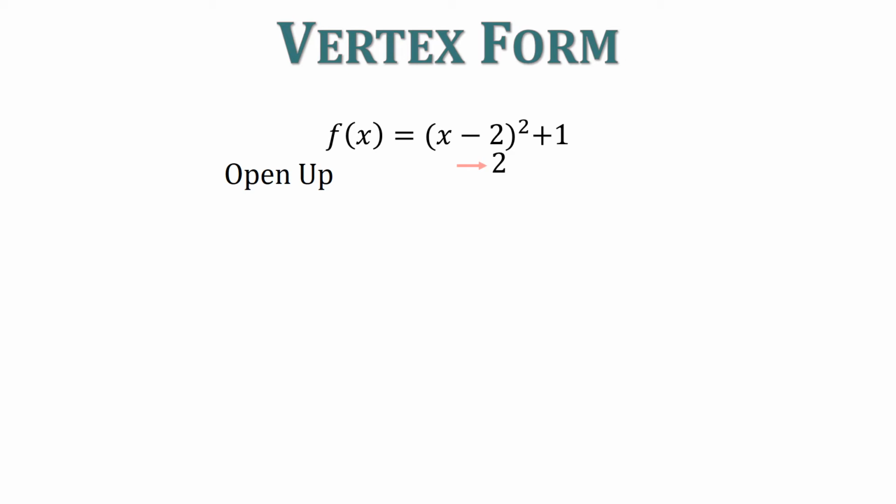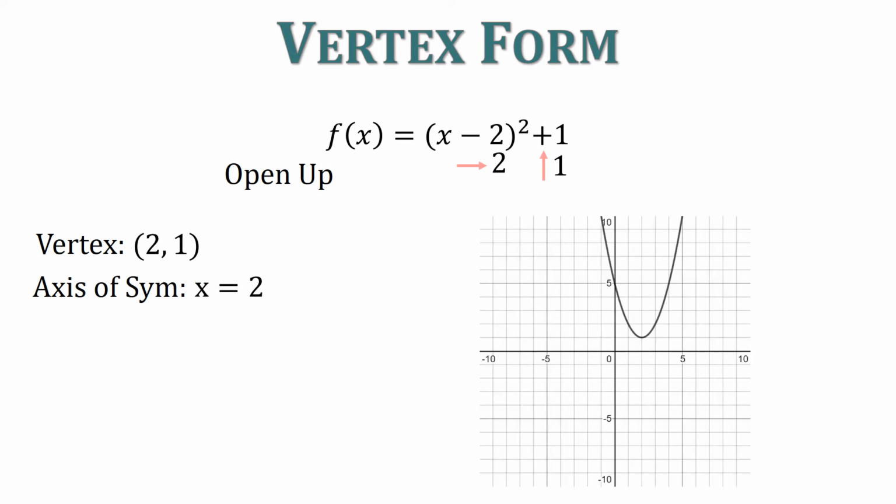If you do not remember these translations, you need to go back and watch our translations review video from before we even began Unit 1. So the minus 2 on the inside moves us to the right. The plus 1 on the outside moves us up 1. That means that our vertex is 2, 1. That means from our vertex and our axis of symmetry, they share the same x. So our axis of symmetry is x equals 2.